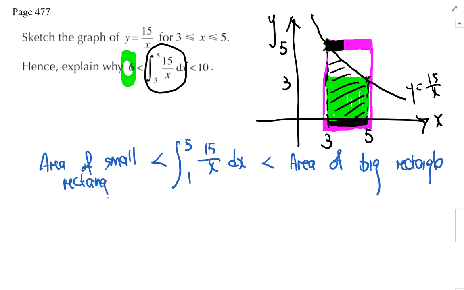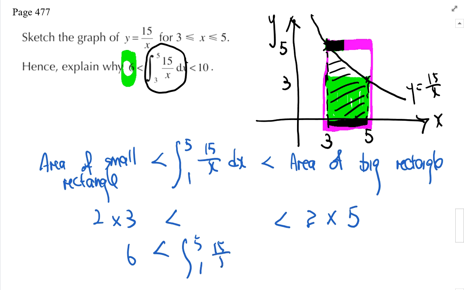How do we find the area of the small rectangle? All right, the base is 2, the height is 3. Similarly, how do we find the area of the big rectangle? The base is 2, the height is 5, and it fits nicely. All right, I'm going to skip the intermediate steps. You can write them for yourself. And there you go. I have explained why again.